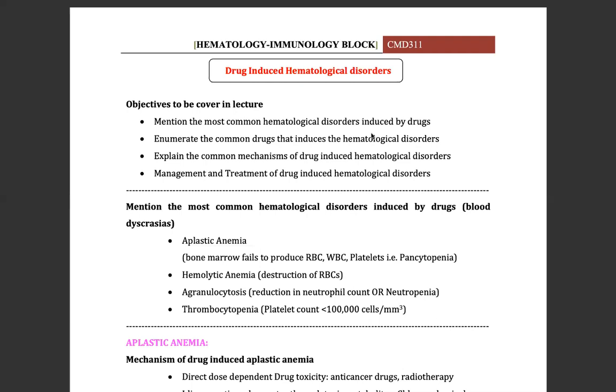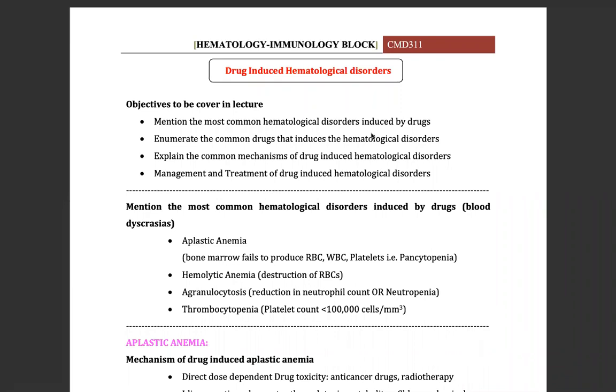Let us see the first one. Mention the most common hematological disorders induced by the drug. In another term, it is also called blood dyscrasias. Drug-induced hematological disorders, as the name indicates, is self-explanatory.